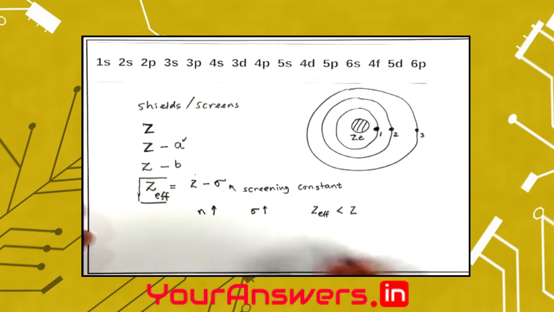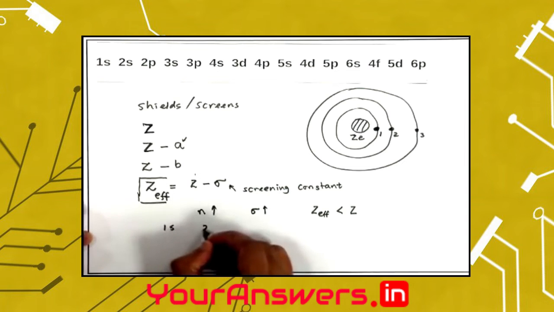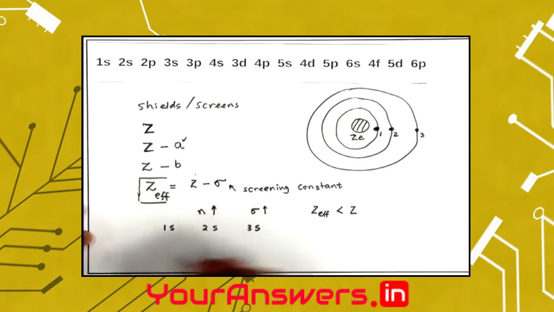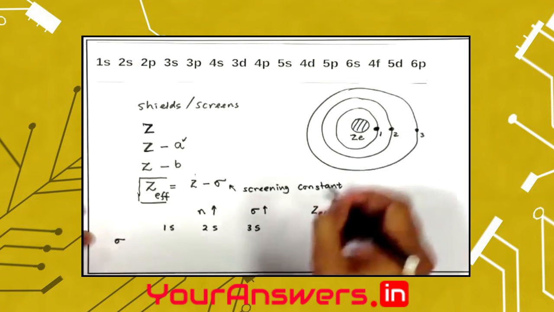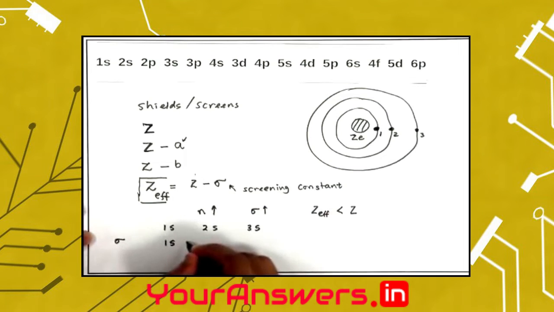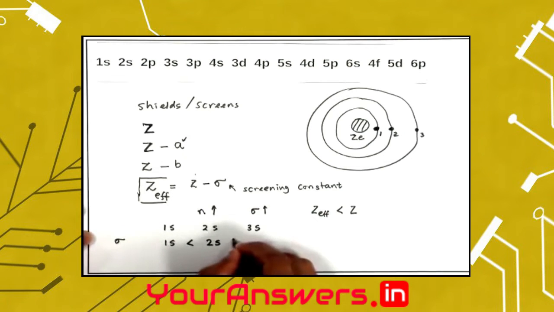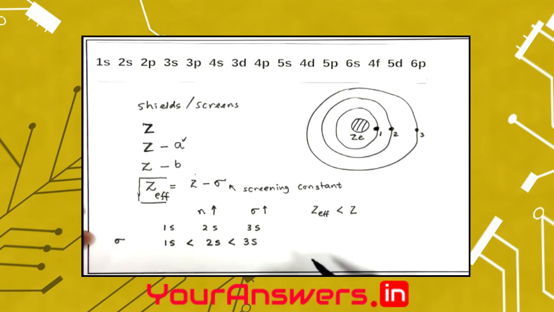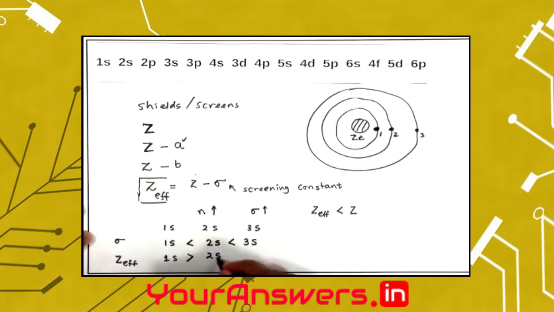So in a sense, if we compare the 1s orbital, 2s orbital and 3s orbital and compare their sigma values, we see this trend: for 3s, the screening constant is much larger compared to 2s, which in turn is again larger than 1s. In other words, we can also write for Z effective: 1s has greater Z effective than 2s, which is greater than 3s.